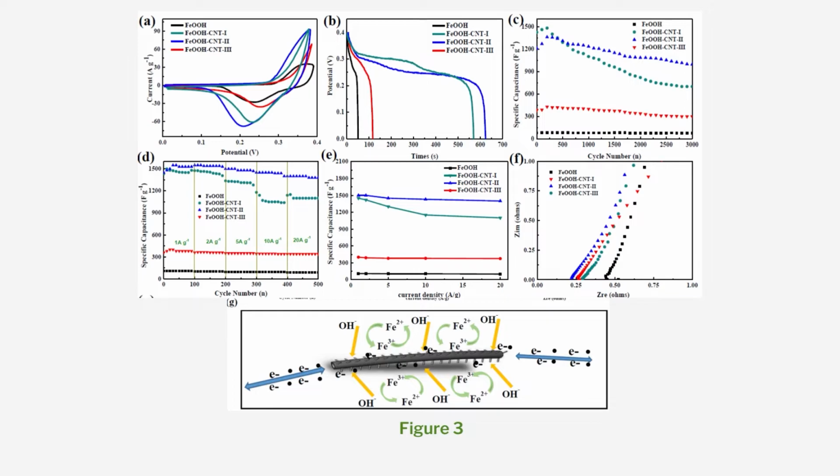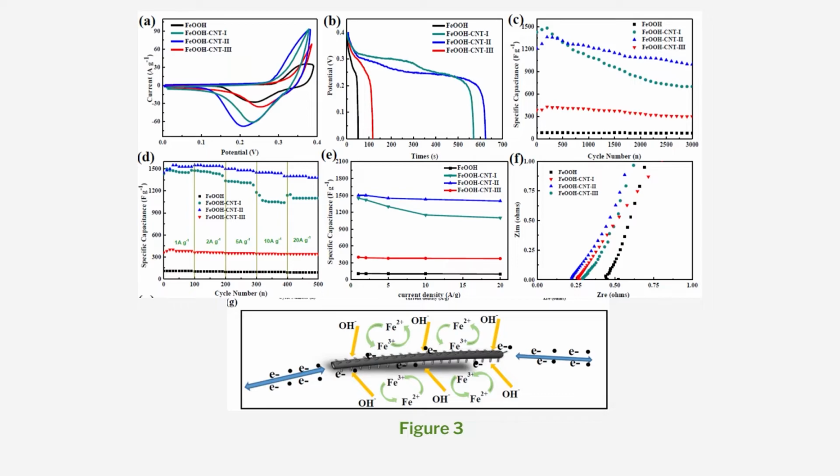As the comparison of discharge curves of ferric hydroxide oxide CNTs 1, 2, and 3 in figure 3B, the specific capacitance are 1155 F per gram, 1380 F per gram, 1540 F per gram, and 450 F per gram at 1 A per gram respectively. To evaluate the cyclic stability, galvanostatic charge or discharge tests are performed at 5 A per gram for 3000 cycles. The ferric hydroxide oxide CNT2 composite maintains around 83.4% of the first cycle after 3000 cycles. This indicates a good electrochemical stability.